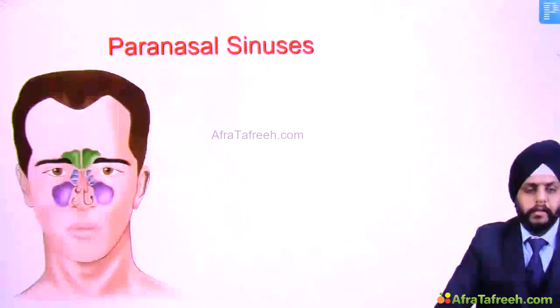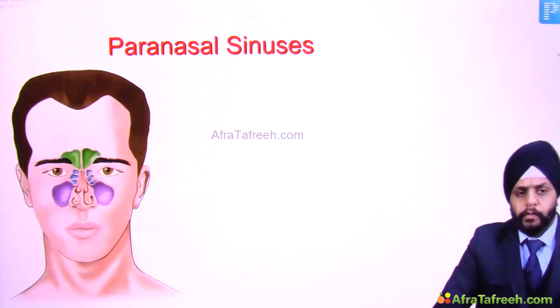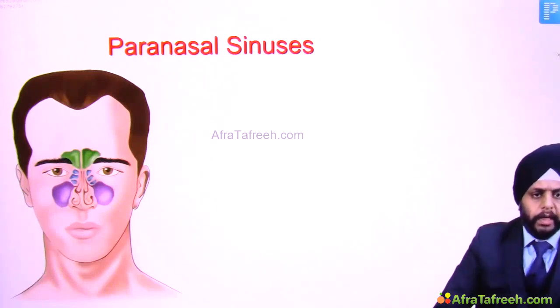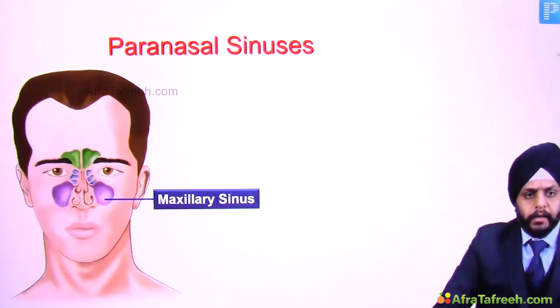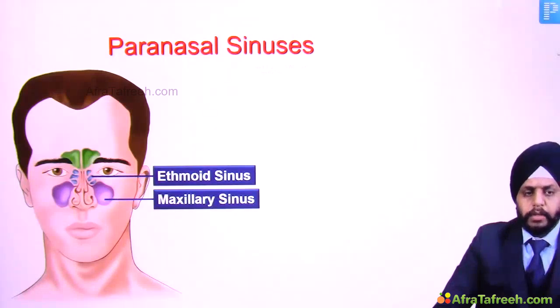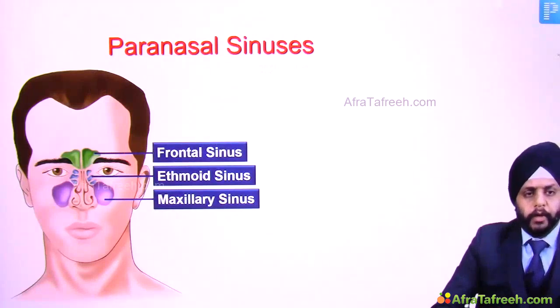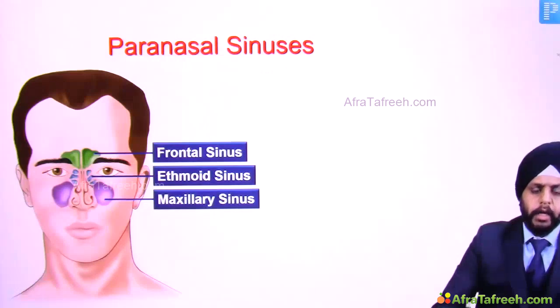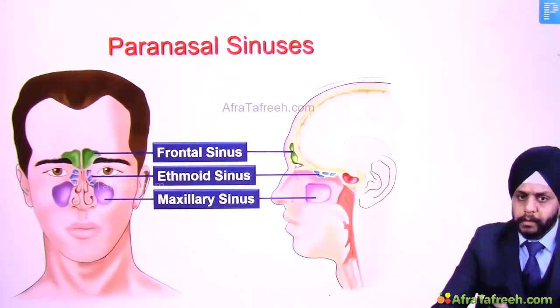So let's look at these paranasal sinuses. Now, how many paranasal sinuses do we have? Let's look at this photograph. We can see the number one over here. That's the maxillary sinus. Above the maxillary sinus, we can see the ethmoid sinuses. These are a group of air cells known as the ethmoid sinus, and above that we can see the frontal sinus. Now if you take a cross section of the face, you can see all these three sinuses in the cross section also: the maxillary, the ethmoid and the frontal sinus.